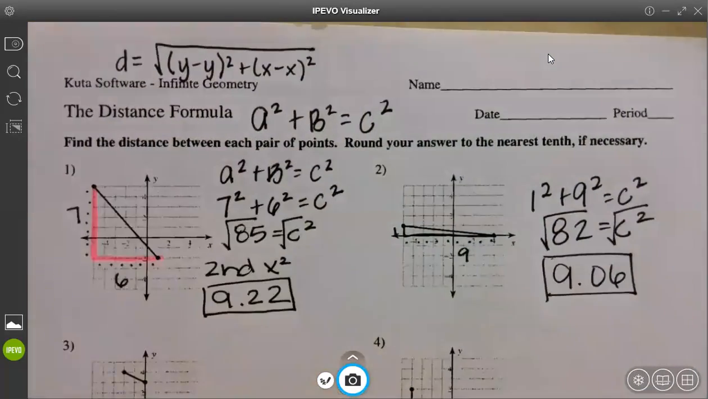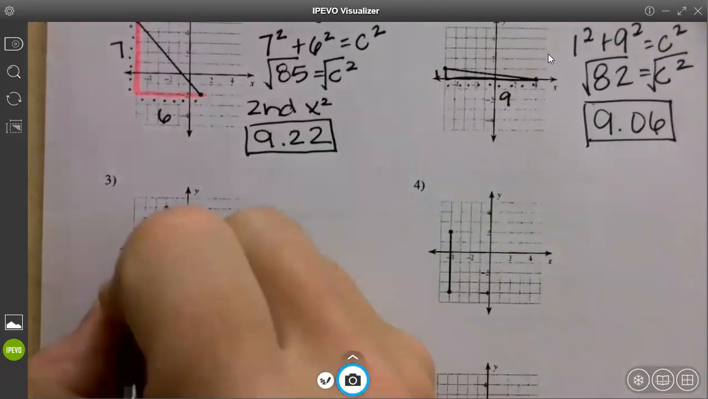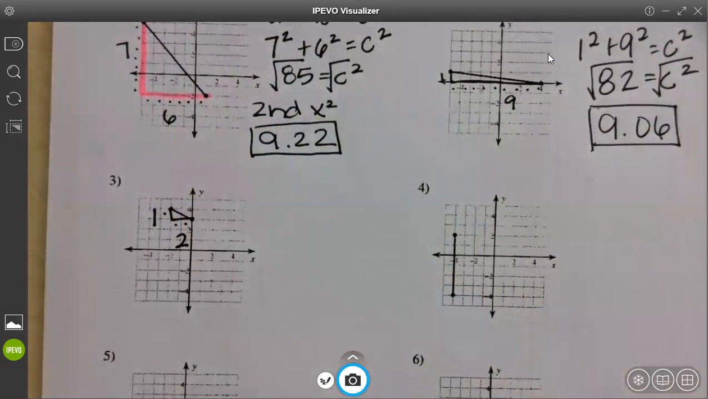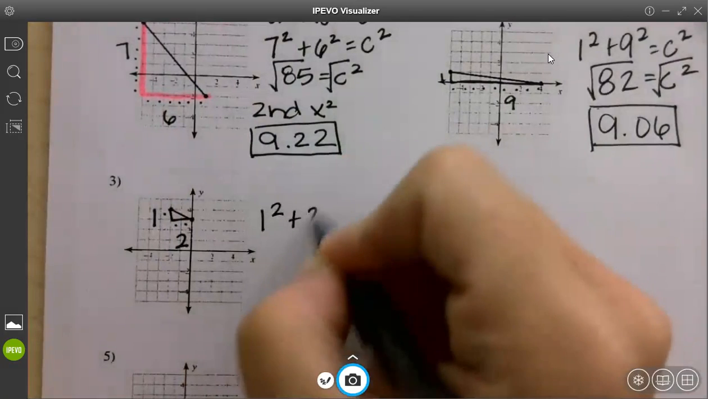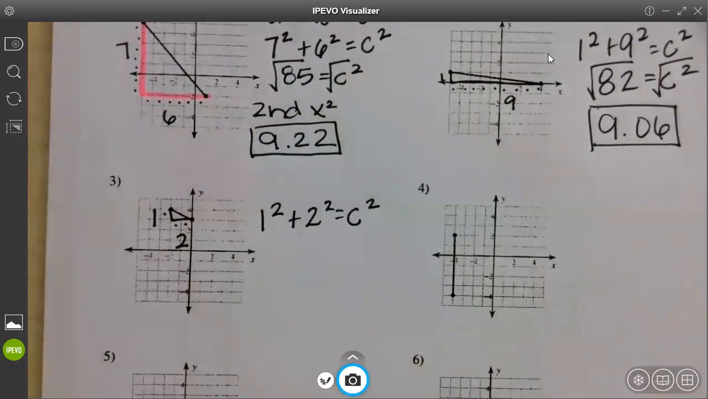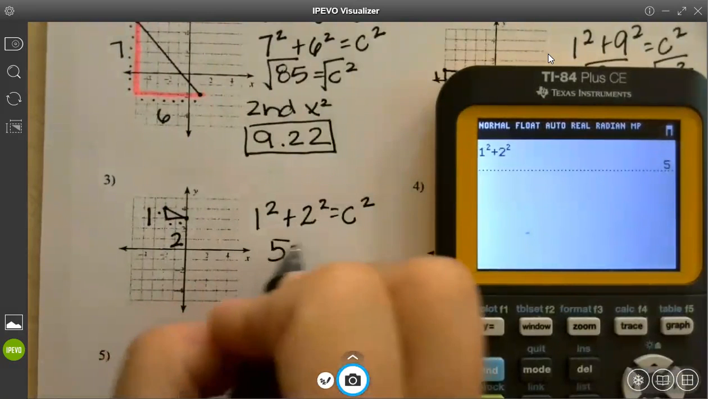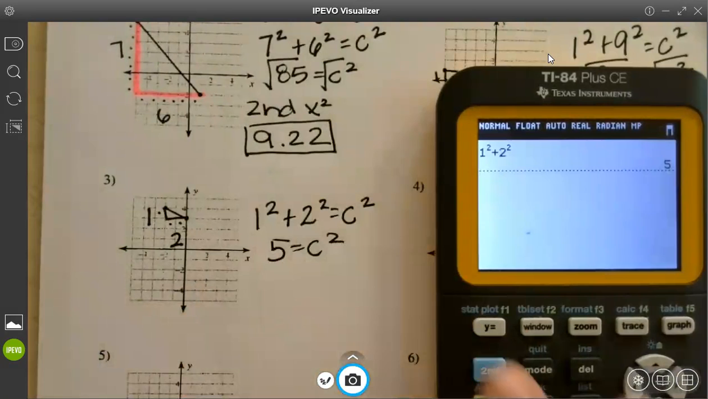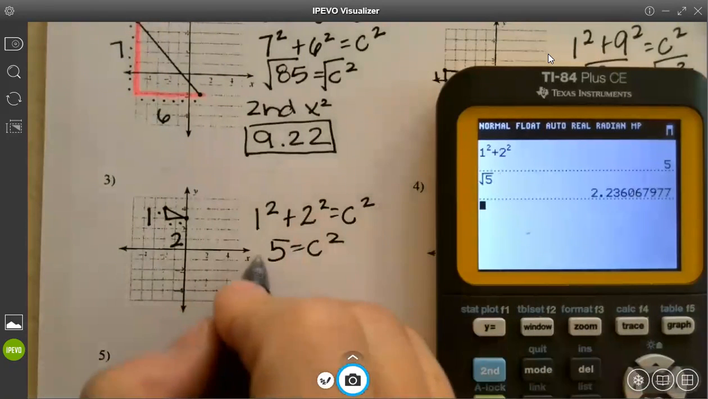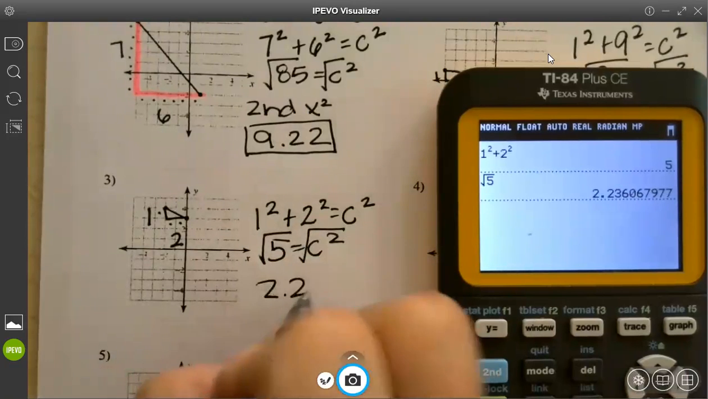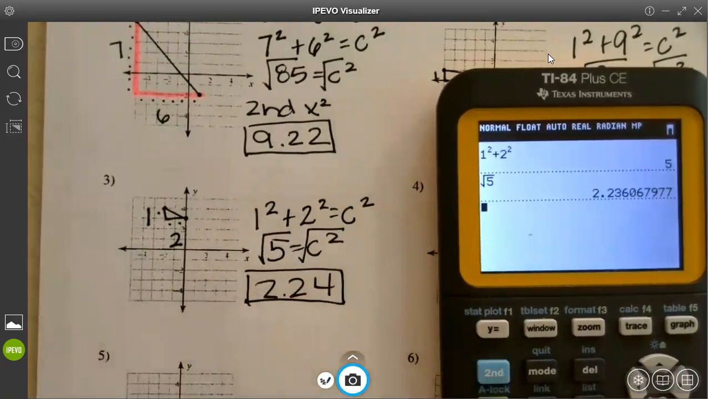Look at your next one. You're gonna make your triangle, doesn't matter if it's on the top or the bottom. We did a rise of 1 and a run of 2. Those are our 2 numbers. 1 squared plus 2 squared equals c squared. You can use your calculator, you can do it in your head. 1 squared plus 2 squared is 5. And then take the square root. You get 2.24. That's it. Anything hard?